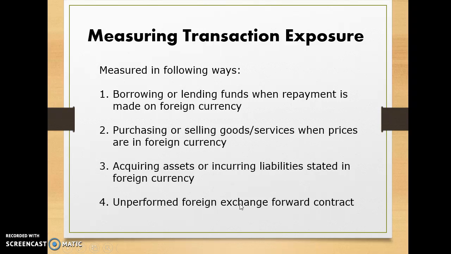It is very important to know how to measure transaction exposure, because with that you're able to manage it and see how much risk you have out there within the foreign exchange.